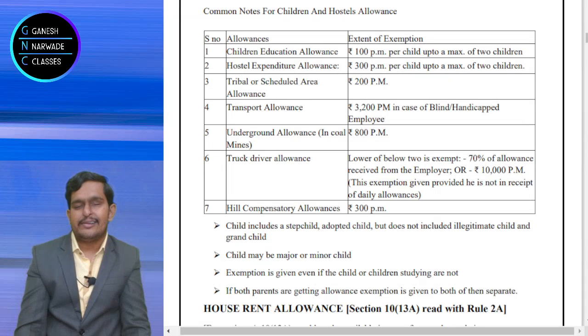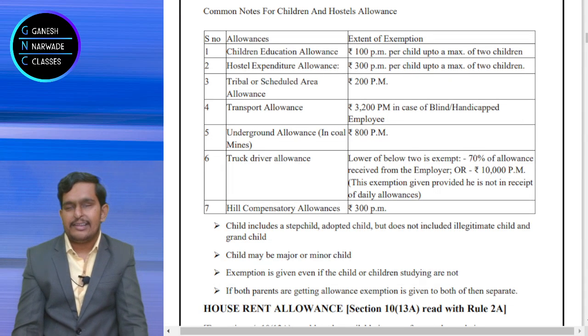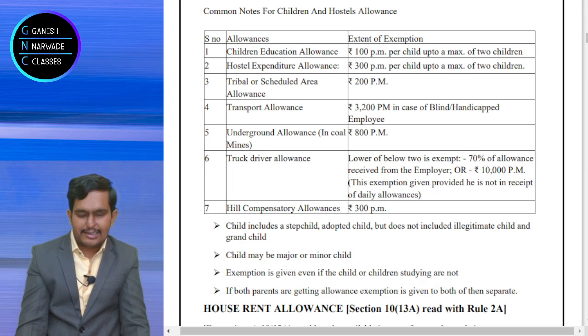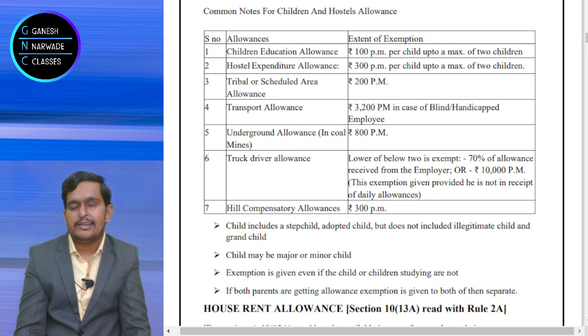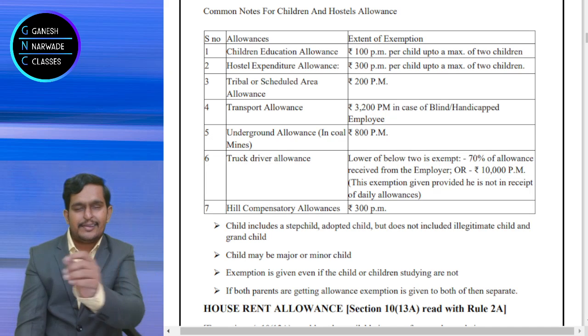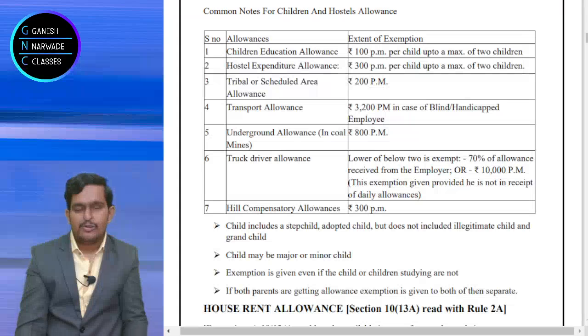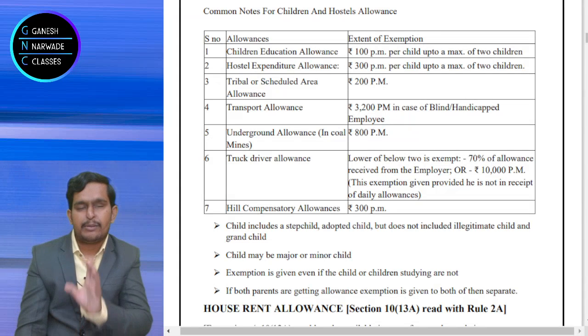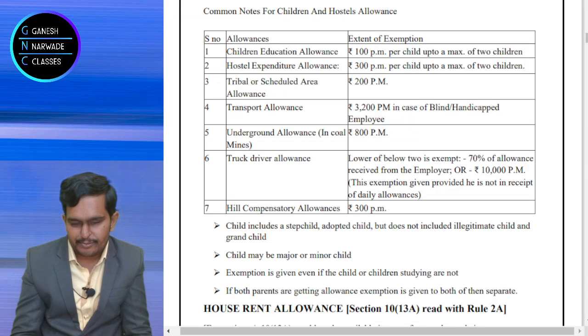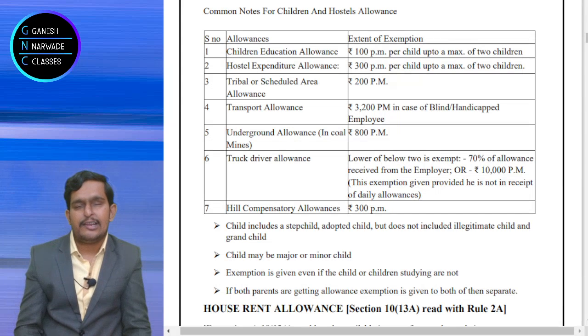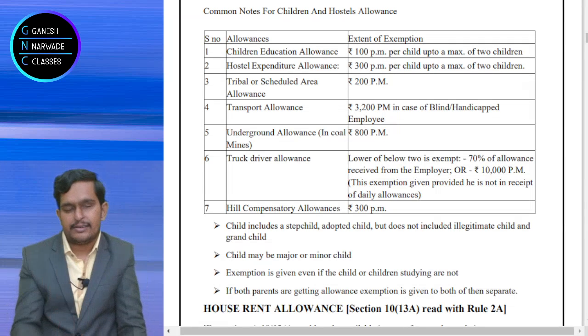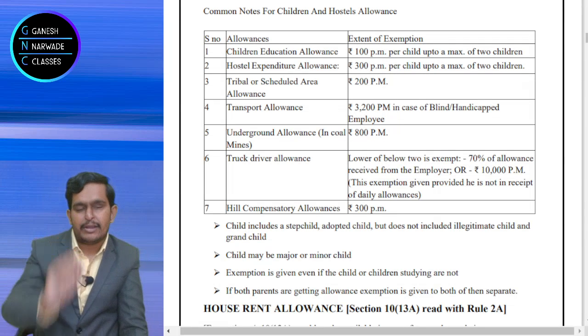Hill compensatory allowance, if you are working on mountains and hills, then 300 per month is given as exemption. Very less actually, but yeah, the government did not change it. So actual allowance received less least of the following two. Actual allowance or 300 per month, whichever is lower, will be allowed as exemption. So remember this. Now for children, what is the statutory limit? 100 per month. For hostel 300 per month. For tribal area 200 per month. For underground 800 per month.